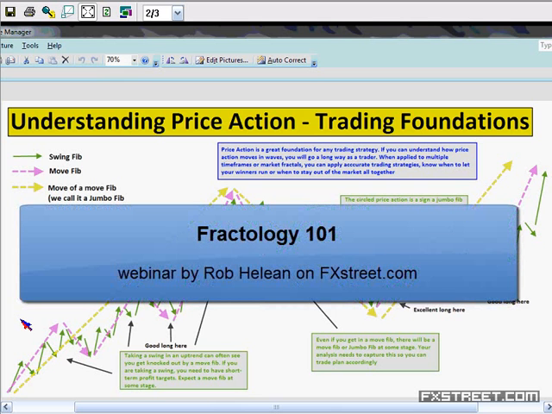Okay, so let's get started. I want you to focus. This is a diagram that I drew a couple of years ago for my FxBootcamp class.